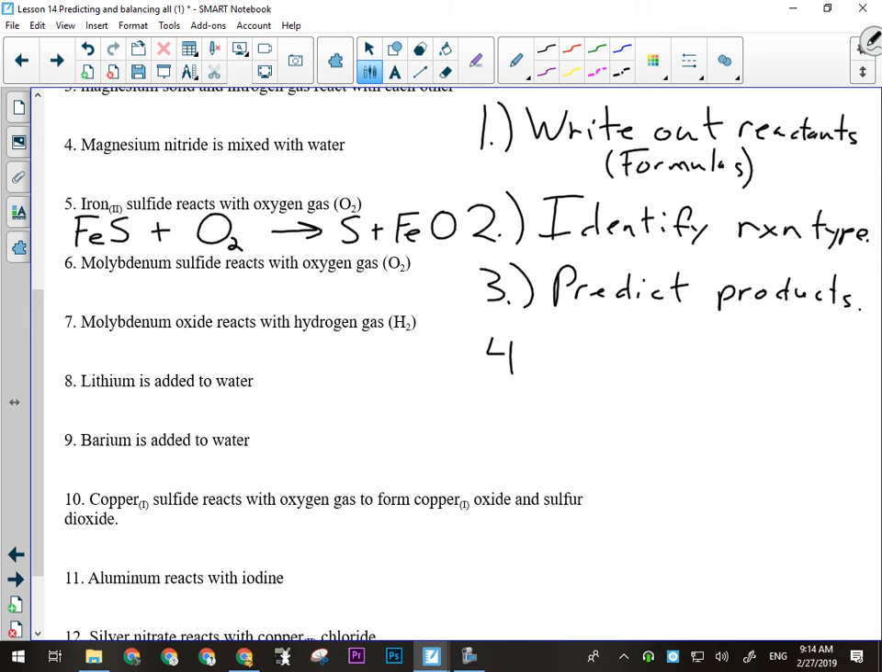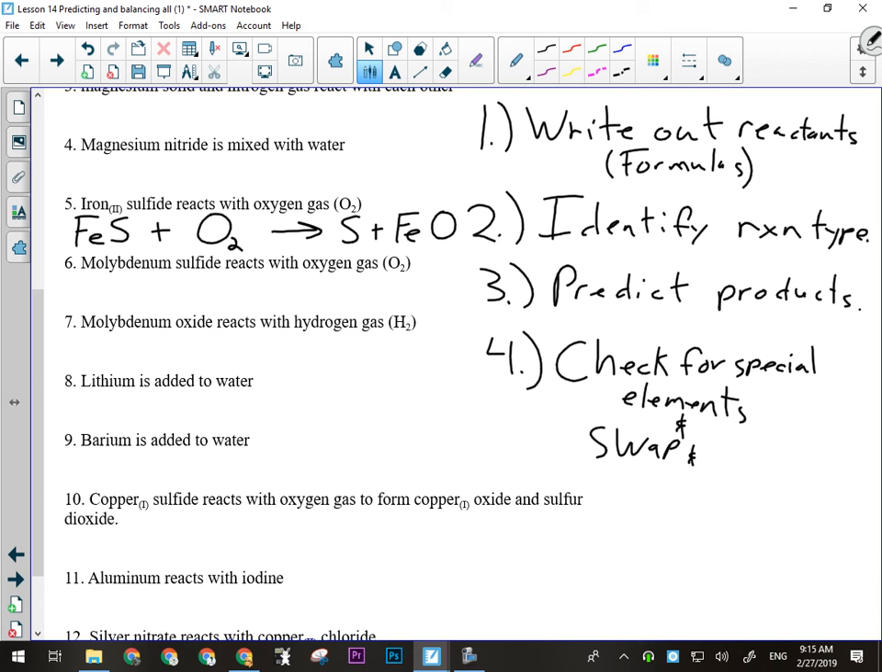Once I've predicted the products, then I need to check for some things. I need to check for special elements, and I need to swap and drop ionic compounds. So that's the step I'm on right now, checking for special elements and swapping and dropping any ionic compounds.